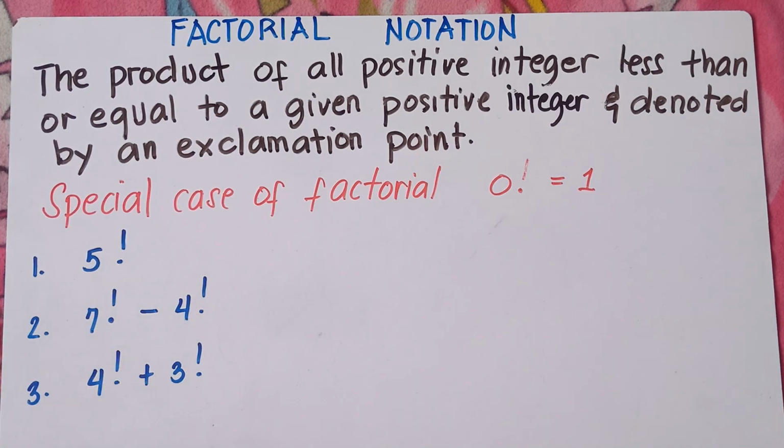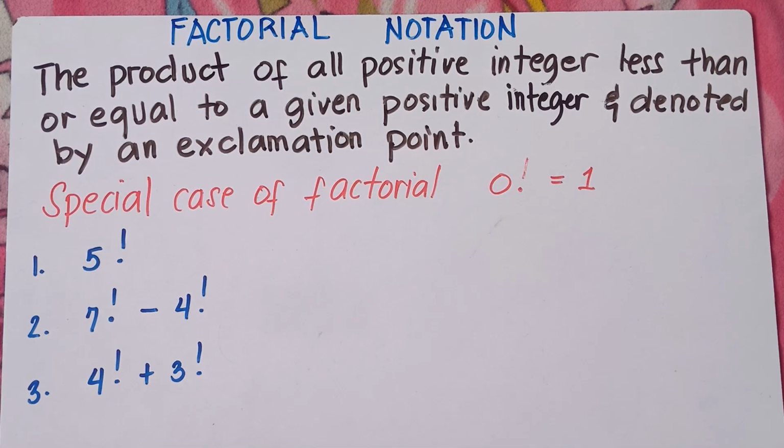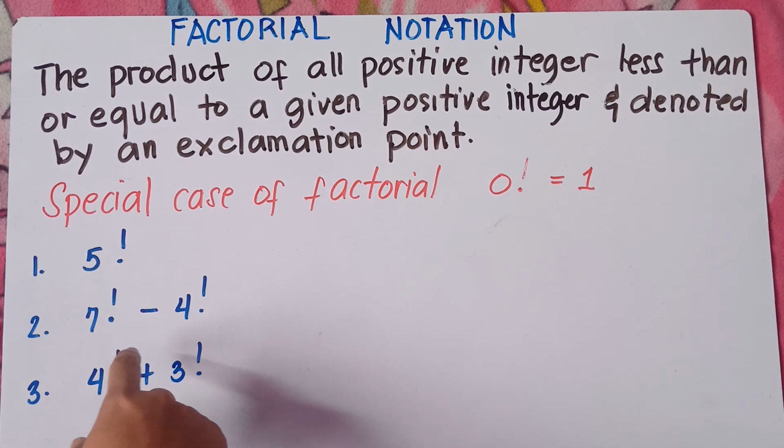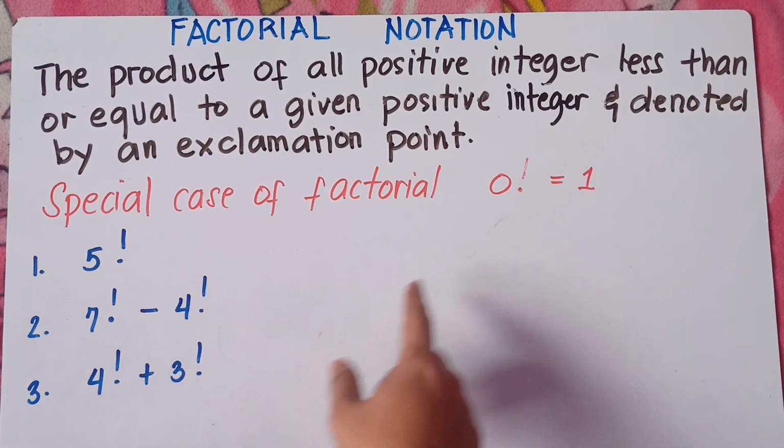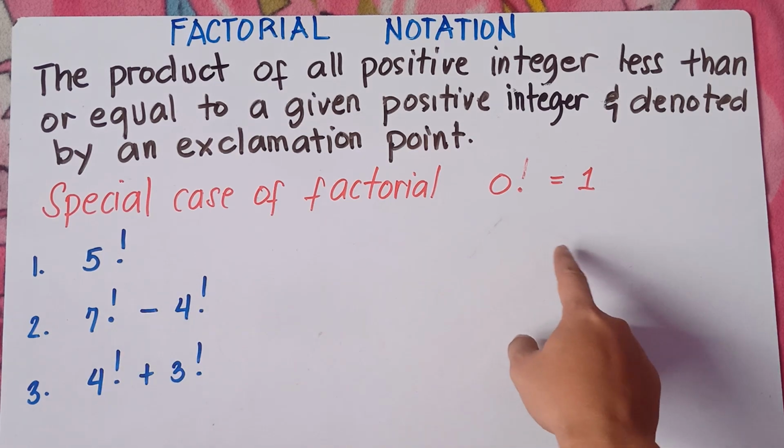It is very important for us to know this factorial because in dealing with permutations and combinations, we are solving for the factorial. So we need to master this one. We do have a special case of factorial: 0 factorial is equivalent to 1.